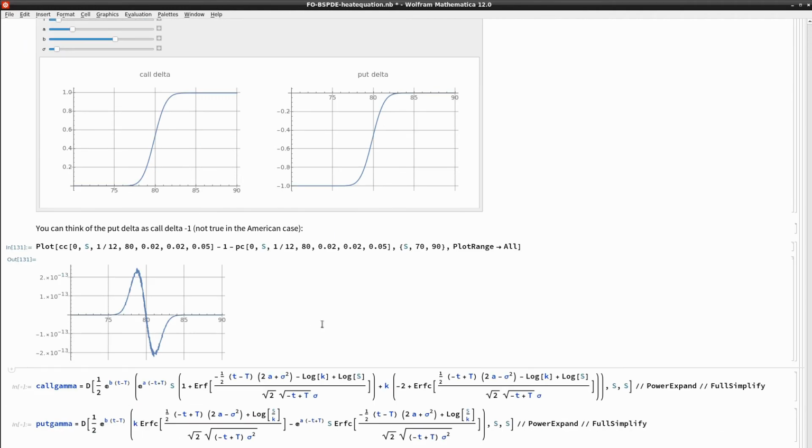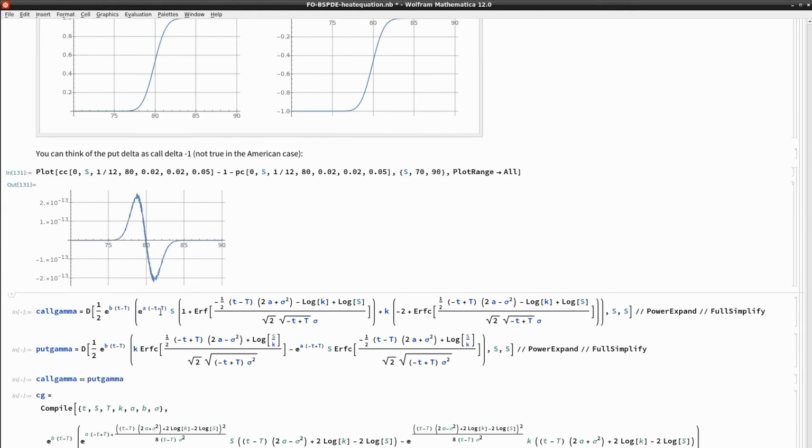Now you see that when we take the call delta minus 1, and take the difference to the put delta, we get 0. Right? So a European call delta is the same as the put delta, except we have to subtract 1. So put delta is call delta minus 1. In the American case, it's very similar, but not quite the same.